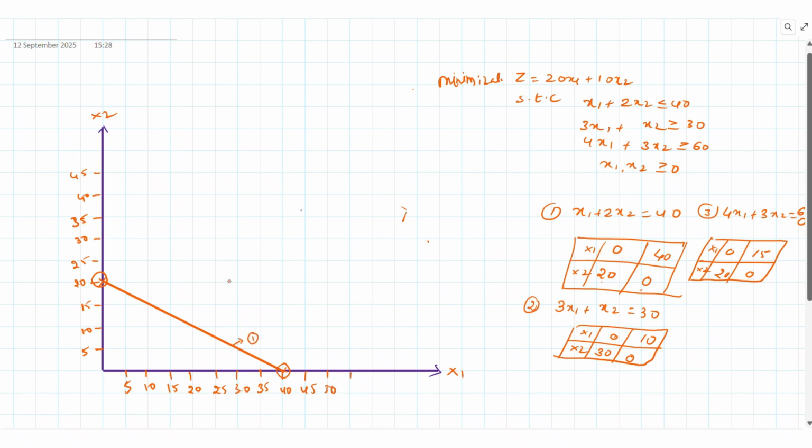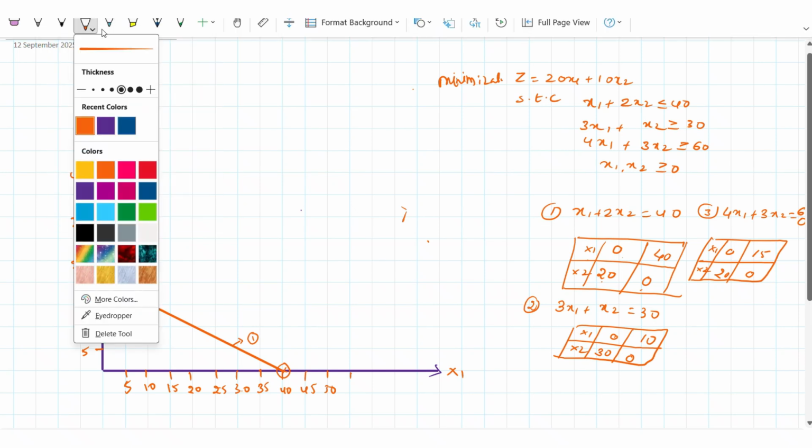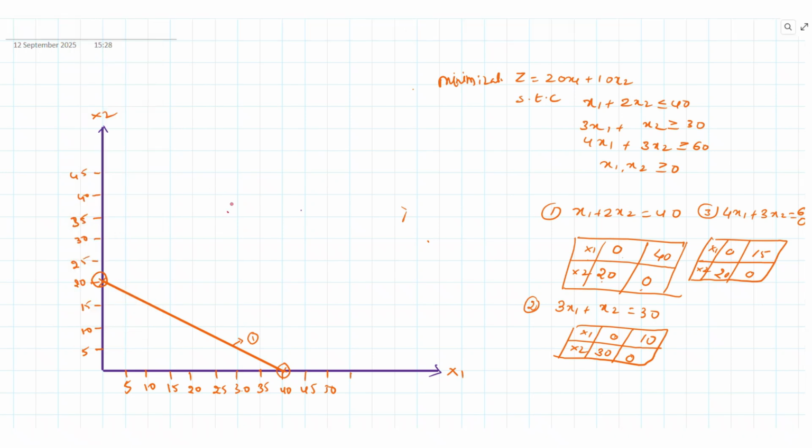Similarly, I'll go for the second equation. I will change the color here. The second equation is 3x1 plus x2 equal to 30. The coordinates are: when x1 is 0, x2 value was 30, and when x2 is 0, x1 value was 10. We'll join these two now.